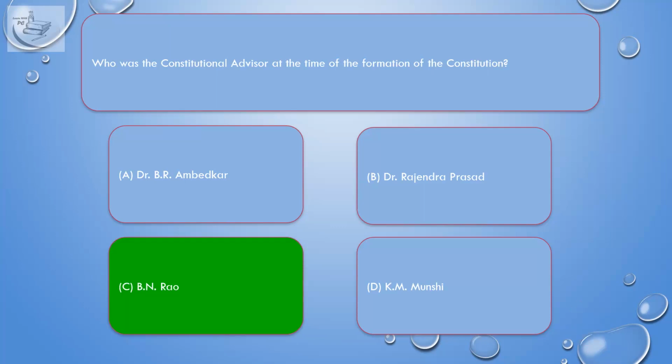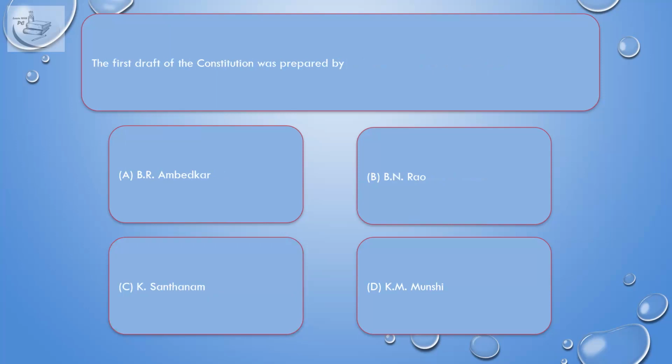Correct answer is C. B. N. Rao. Question: the first draft of the Constitution was prepared by A. B. R. Ambedkar. B. B. N. Rao. C. K. Santhanam. D. K. M. Munshi.